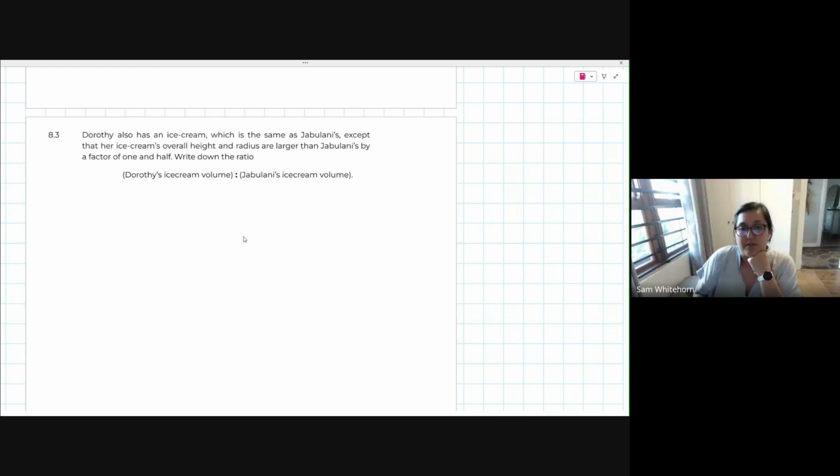So remember, this is what we've just spoken about. Her factor that we're increasing by is 1.5. And because we're talking about volume, we're talking about 3 dimensions that are being increased by 1.5. So we would cube that. And we are comparing that to Jabulani's 1. Why 1? Well, because I'm starting off at my starting point of Jabulani's volume, and I'm timesing that by 1.5. So 1 is sort of my original volume, my starting point, and then I increase it by a factor.